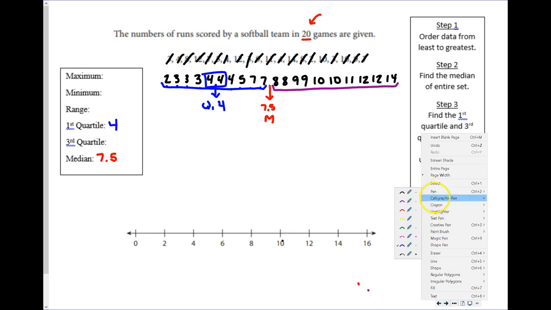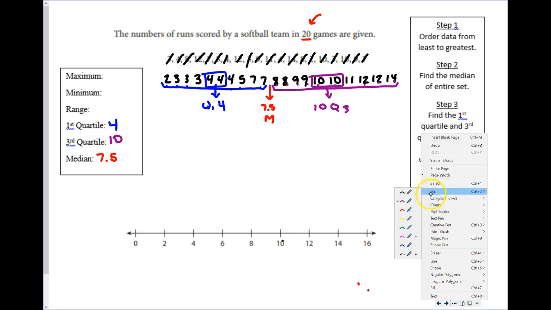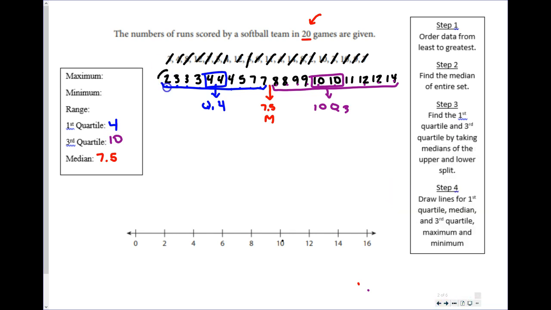Same thing on my upper set of data. 1, 2, 3, 4, 5, 1, 2, 3, 4, 5. So I've got 10 and 10 in the middle here as quartile 3. So I'm going to put 10 at quartile 3. And now the last two data points I need are my minimum and maximum. My minimum here is 2, and my maximum is 14.